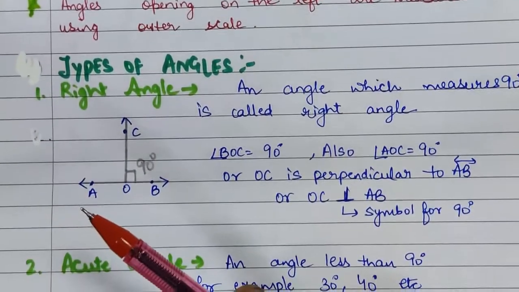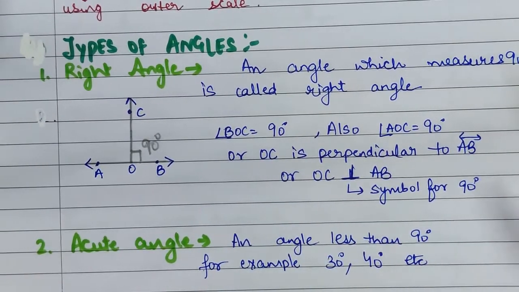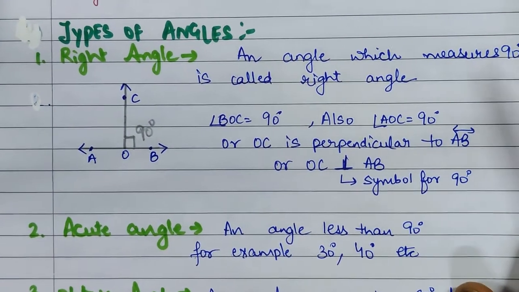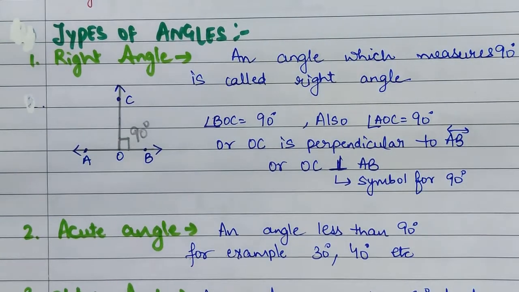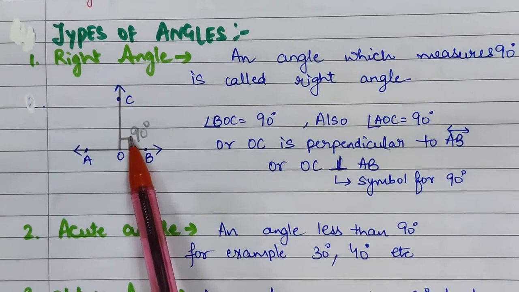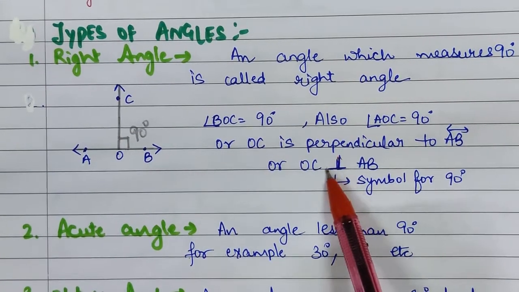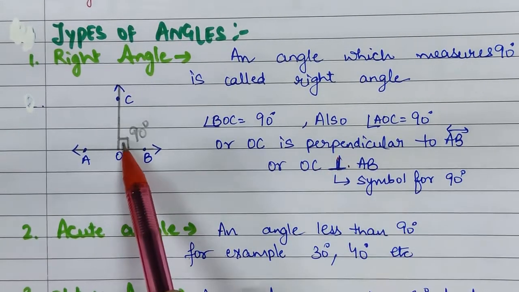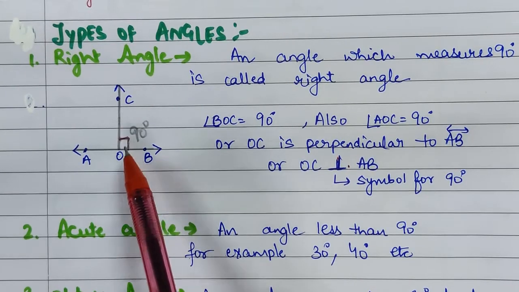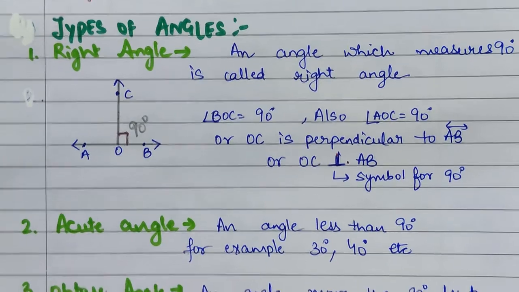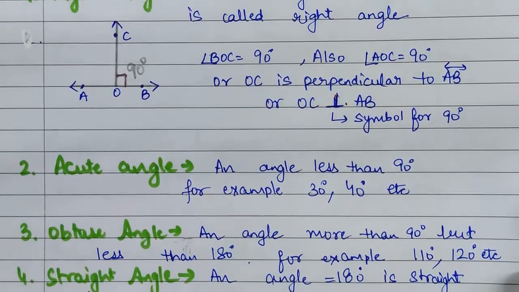Now let us discuss types of angles. First of all is the right angle. Right angle means an angle which is equal to 90 degree. See here, this is the symbol for 90 degree, or this symbol means perpendicular. 90 degree is also called perpendicular. So this angle is 90 degree here. Acute angle means the angle which is less than 90 degree. For example, 30 degree, 40 degree.